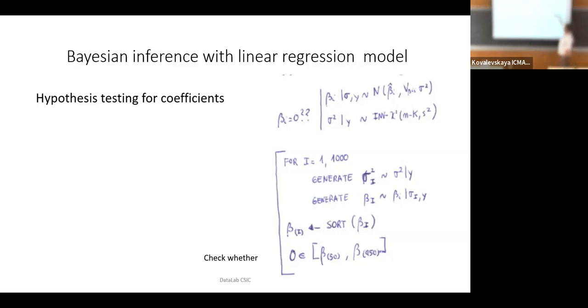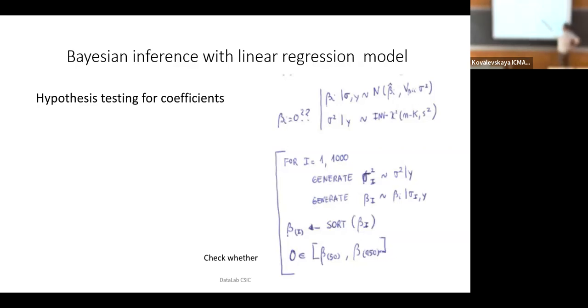And you could actually do it analytically, taking into account these distributions. But to pave the way for how we are going to proceed with the more complex models, I just want to illustrate how we perform this in a simulation-based way. So basically, we need to get samples from beta, and to get samples from beta, we need samples from sigma.